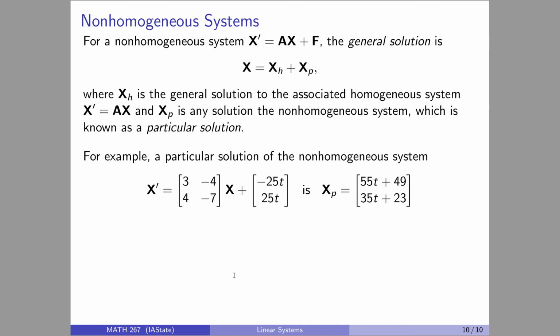So, for example, the system right here, the one we've been looking at for 3, -4, 4, -7, if I had a non-homogeneity of -25t and 25t, then a particular solution will be 55t plus 49, 35t plus 23. Sorry, the numbers are goofy. I picked this matrix because its general solution is nice when you needed the t and the -5t. But to make a non-homogeneous one with a reasonable answer, I had to go to 25 before I started getting positive integer answers, and of course the integers were weird, like 23, right?